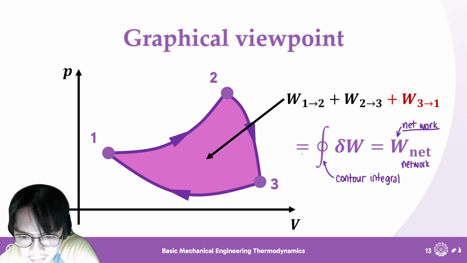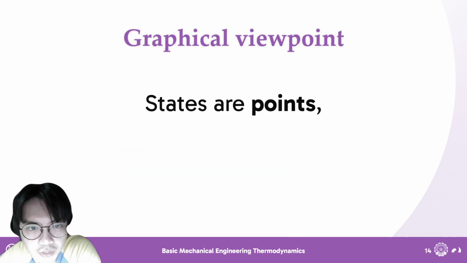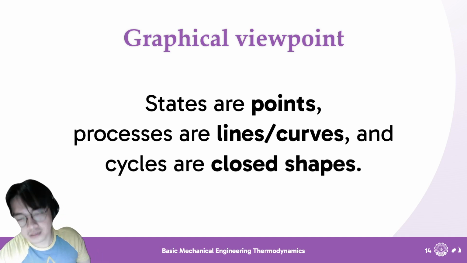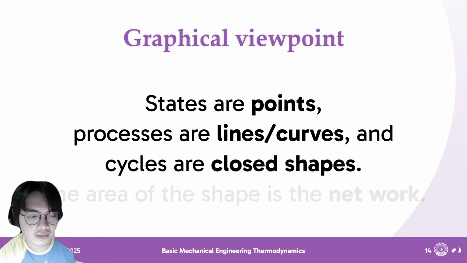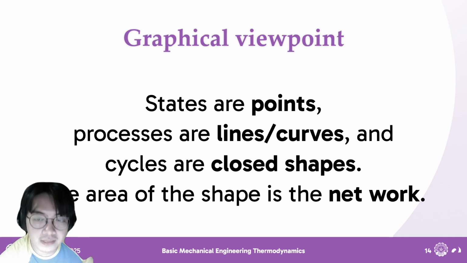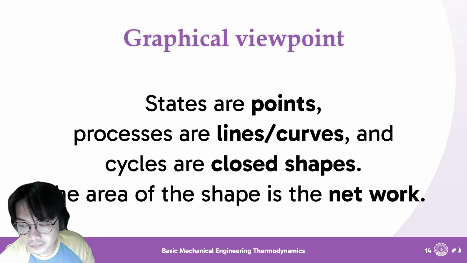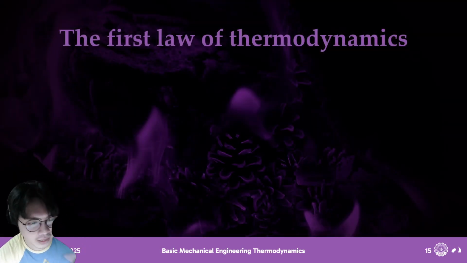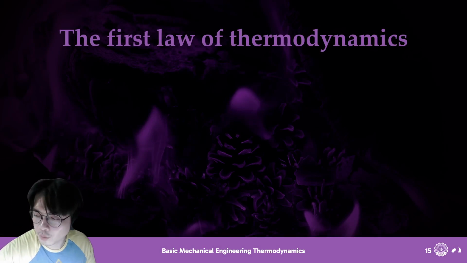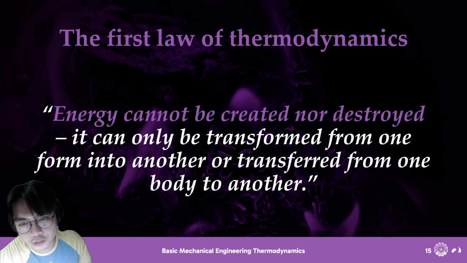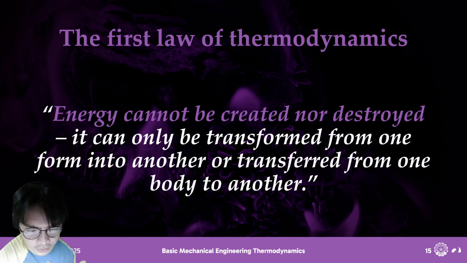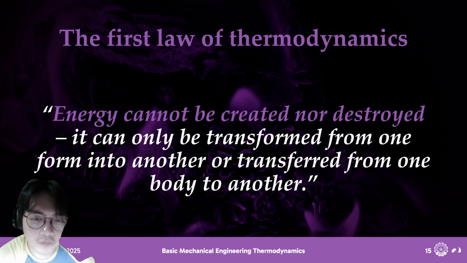Work net. Okay? And so now, basically, again, states are points, processes are lines or curves, and cycles are closed shapes. That also means that the area enclosed inside a shape is what we call the network. Now, we bring back the most important law of all thermodynamics. Basically, energy cannot be created nor destroyed. Why are we bringing this back? Because now, at the very least, you guys are now aware of the graphical viewpoint in here.